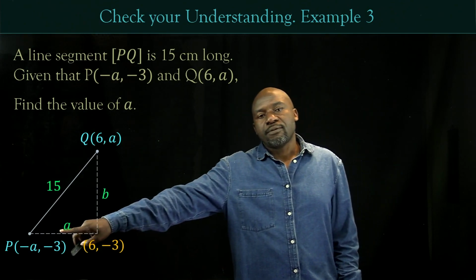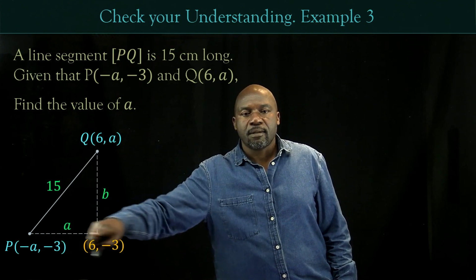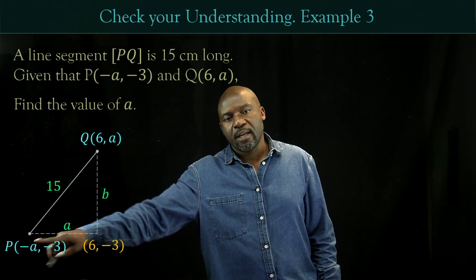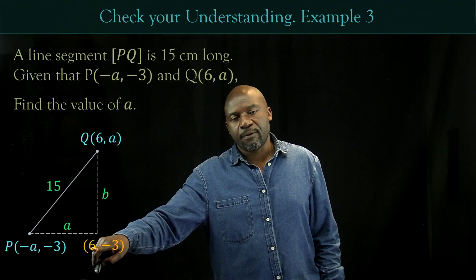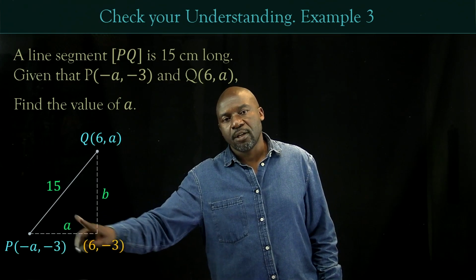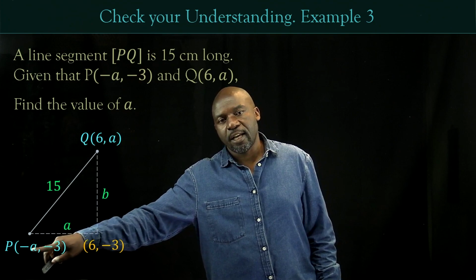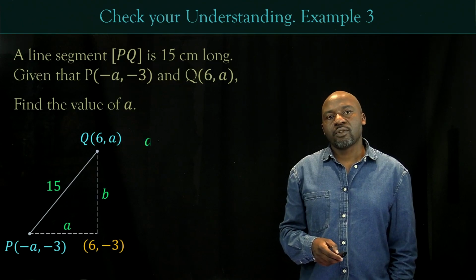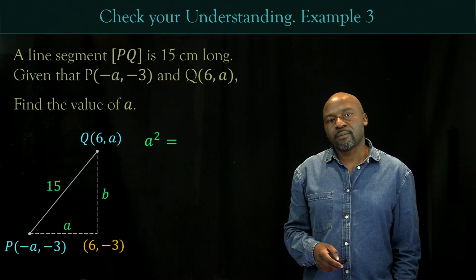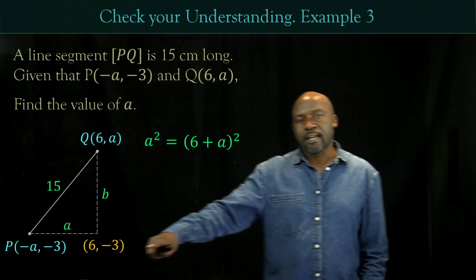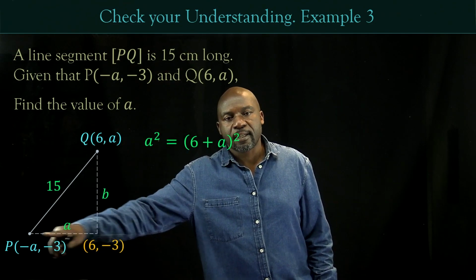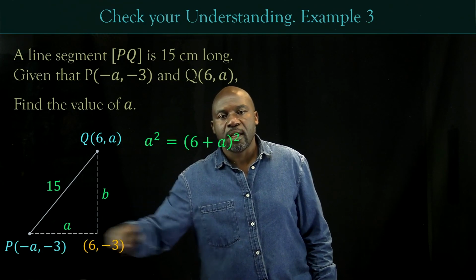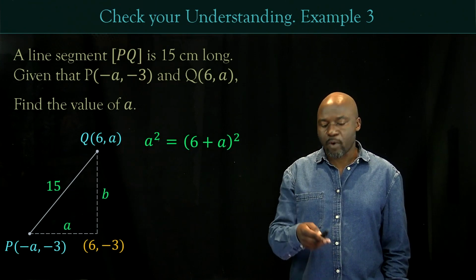And so the length of side A here, the length of this bit, must be 6 minus negative A. So 6, the final point, minus the initial point. So 6 subtract negative A. 6 minus negative A is actually 6 plus A. And so A squared then must be equal to 6 plus A squared, since the length of this side here is 6 minus negative A, which is 6 plus A.